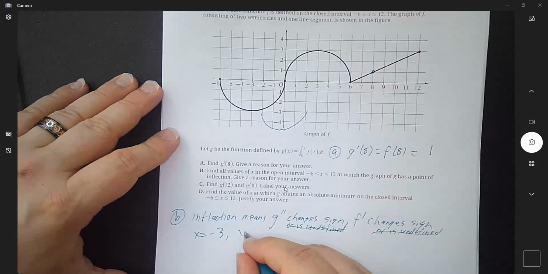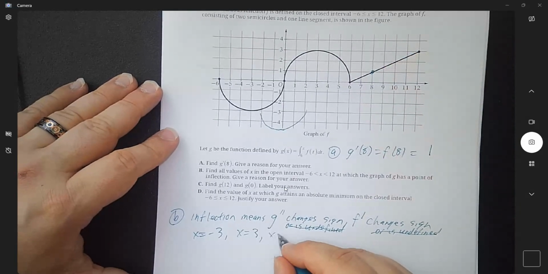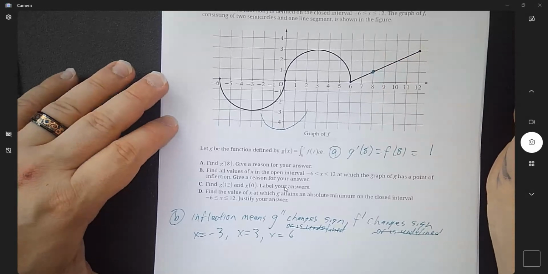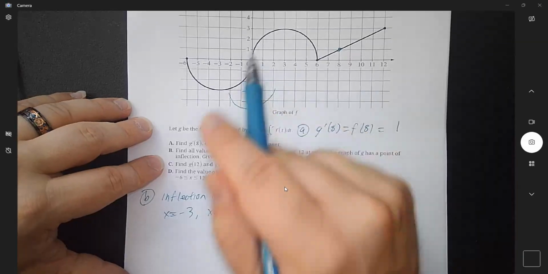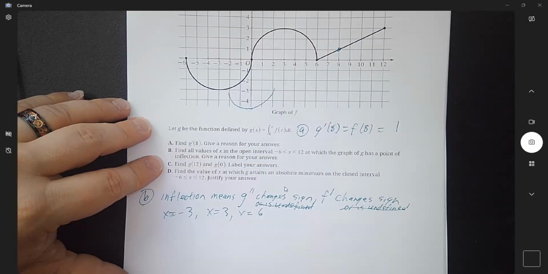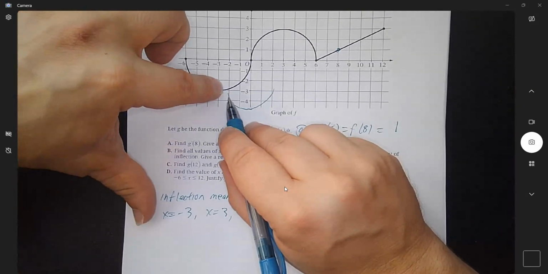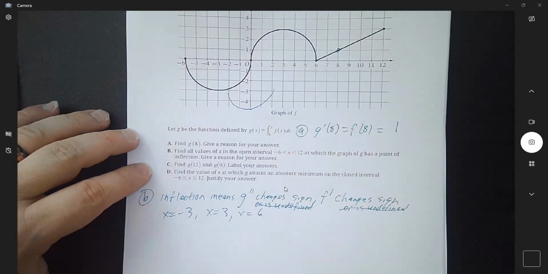So I'm going to go for x equals 3, and then I'm going to say x equals 6. Those are the points where the derivative of f changes sign. You may need to make a comment about whether 0 counts, because that's where the derivative changes sign, but g itself would have a less and less negative slope, then more and more positive slope, so the concavity doesn't change.